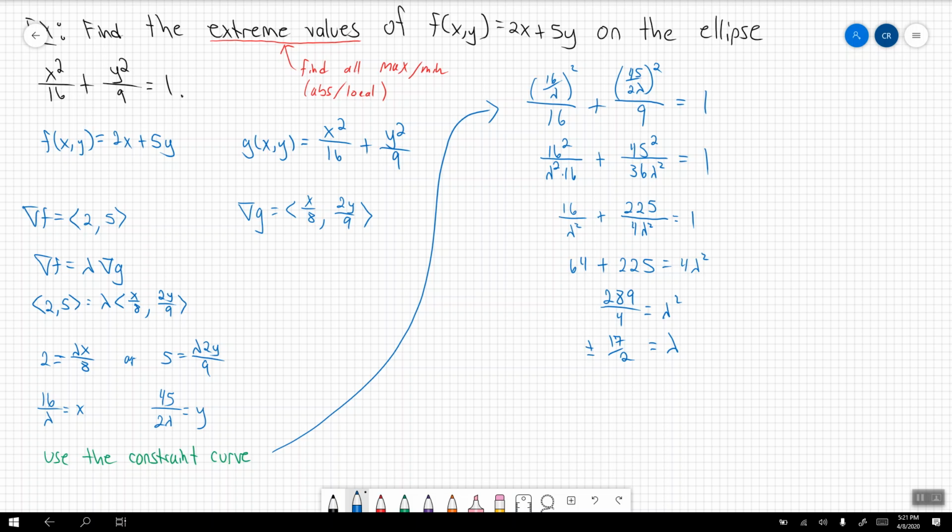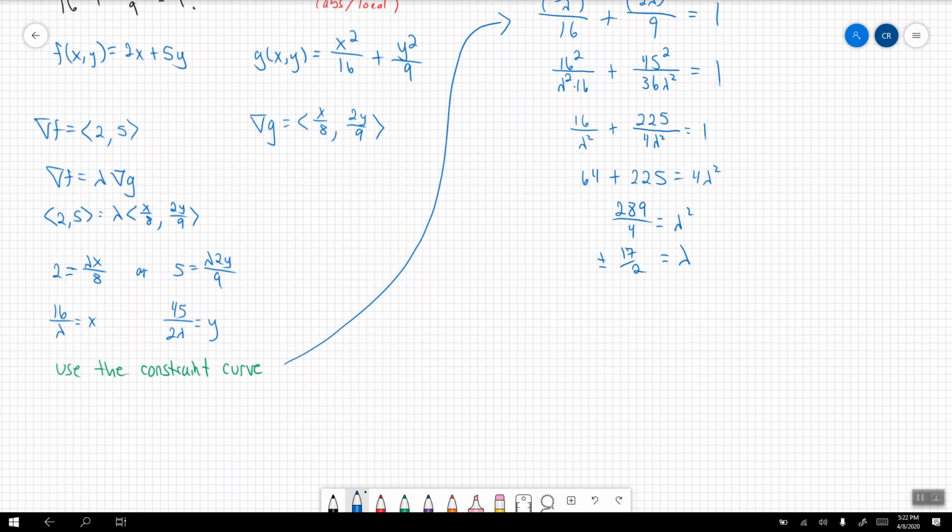All right. Now, what does that mean for us? What that means is that because lambda gives us two values, we're going to have to consider both. So here it goes. When lambda equals 17 over 2, what is x? Well, x was 16 over lambda, which means this is 16 over 17 halves. Nice. Which means this is really 32 over 17.